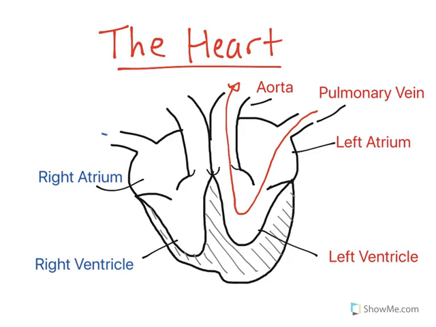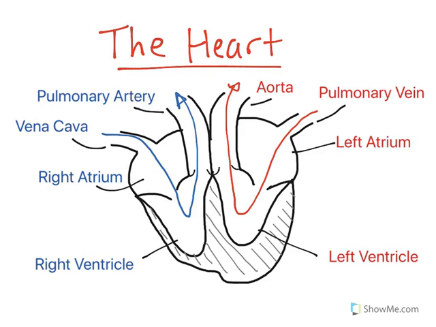Deoxygenated blood flows through the right hand side of the heart like so. The vena cava brings deoxygenated blood back to the right atrium of the heart, and the pulmonary artery takes that deoxygenated blood back to the lungs from the right ventricle.